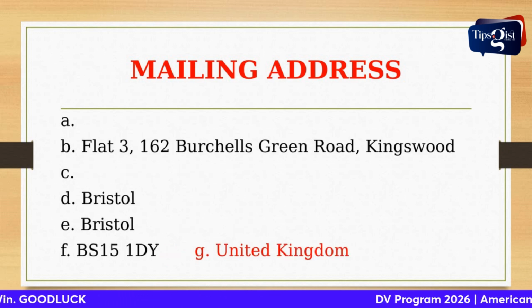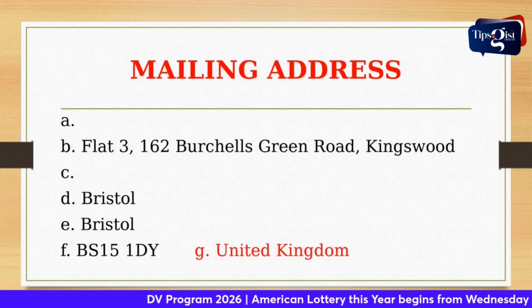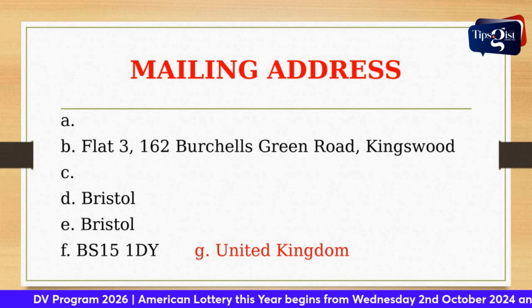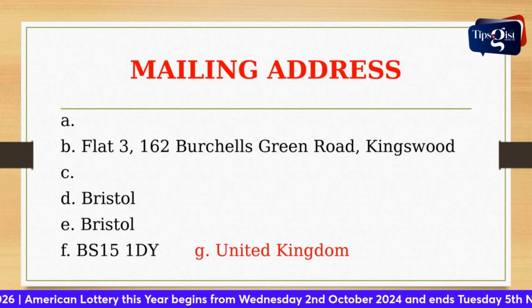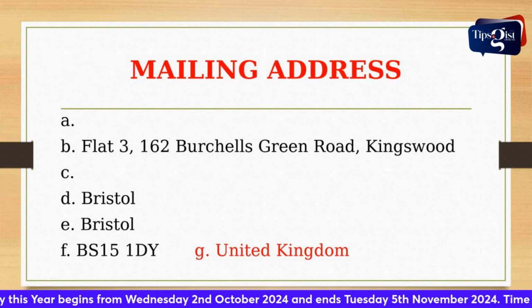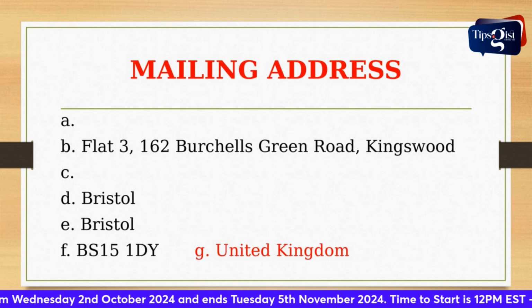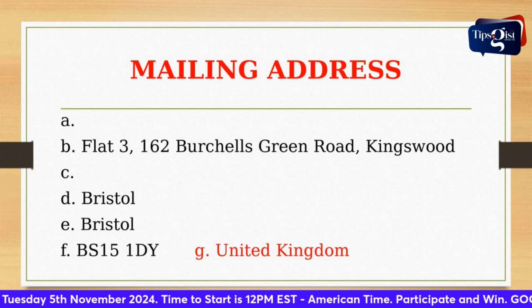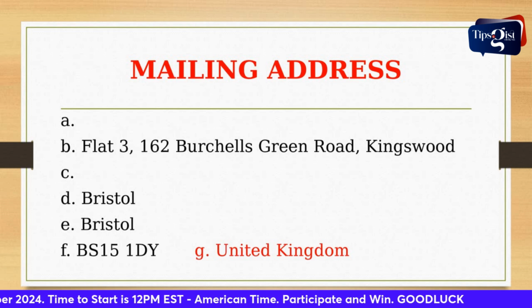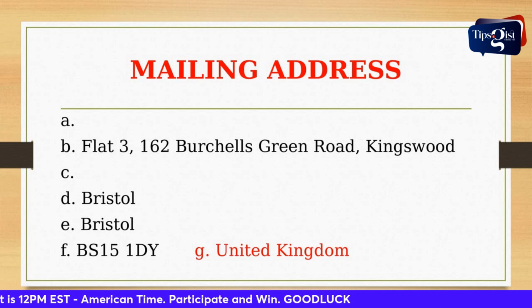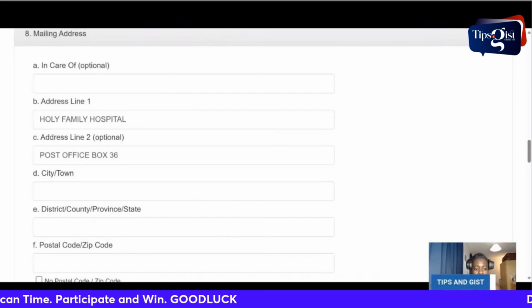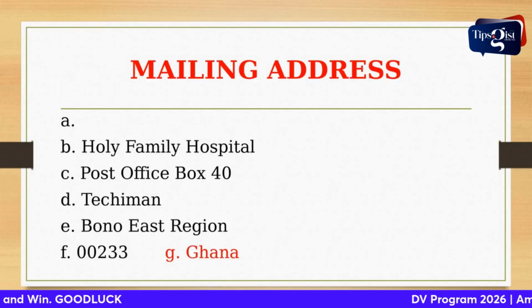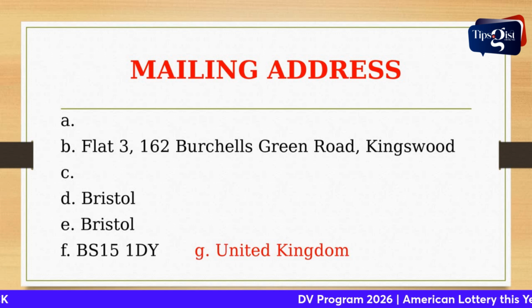This is an example of people staying abroad. So you can see the A in care of is optional. Then the B, flat 3, 162 Betches Green Road, Kingswood. So this is an address of the flat, because abroad we don't use the P.O. Box, we use the flat number and the flat name, because when they post something, it comes straight to your room. Then the C, you could see that the C was optional over here. I don't need to key in anything because I don't have anything apart from what I key in at the B. So I can leave C as optional.